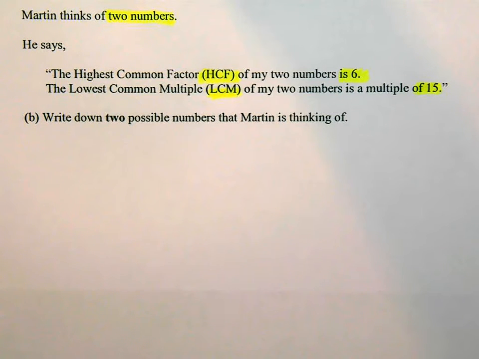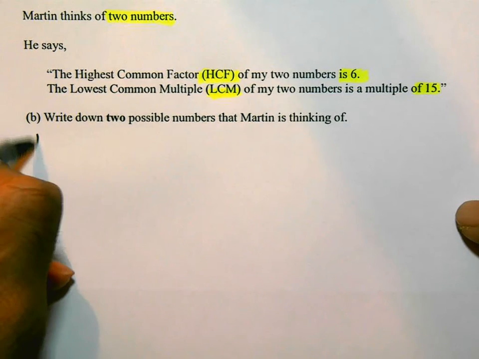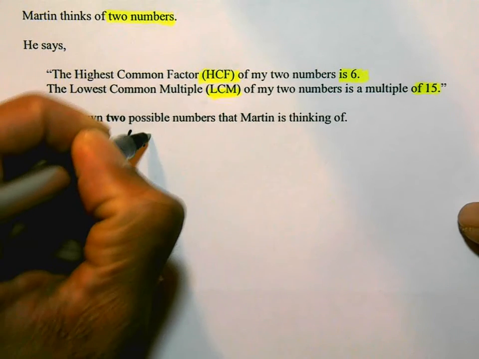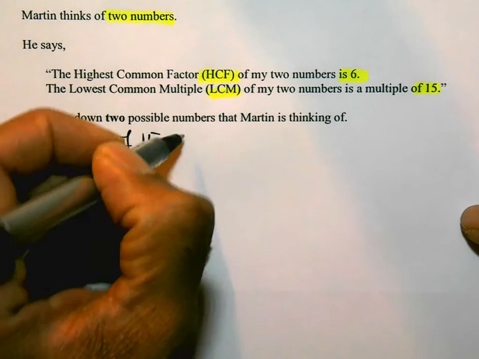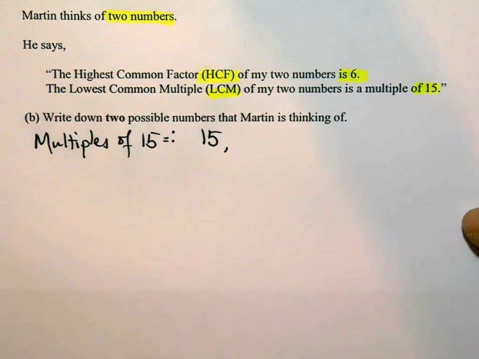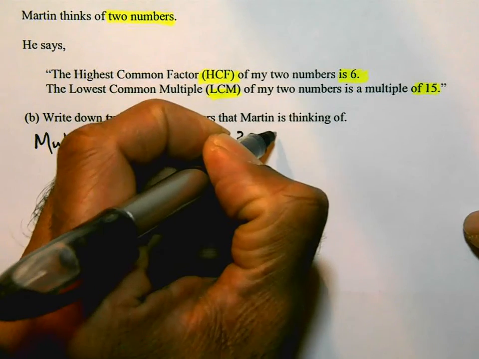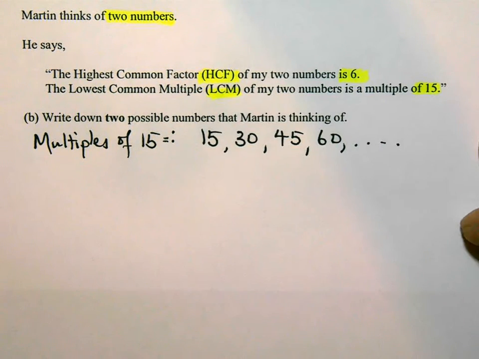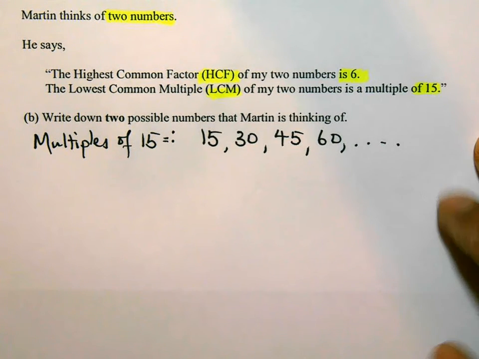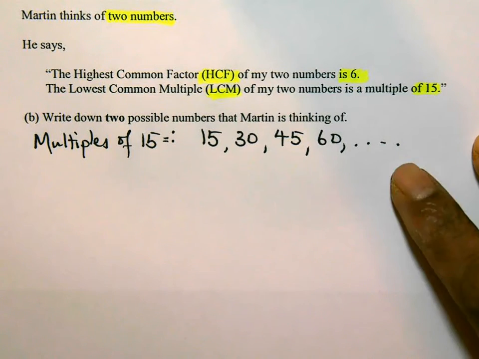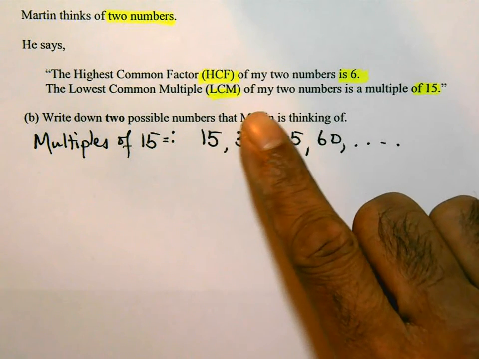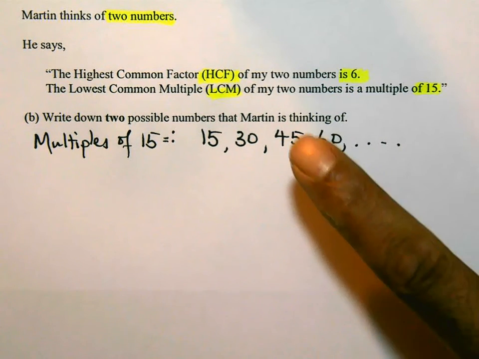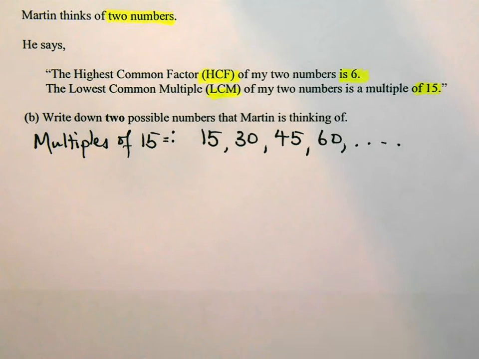So let's just first think about the multiples of 15. Now the multiples of 15 are all the numbers in the 15 times table. So that's 15, 30, 45, 60, and so on. So those are the numbers in the 15 times table. They are multiples of 15. And the lowest common multiple of my 2 numbers is a multiple of 15. So any of these could be the LCM of his 2 numbers.